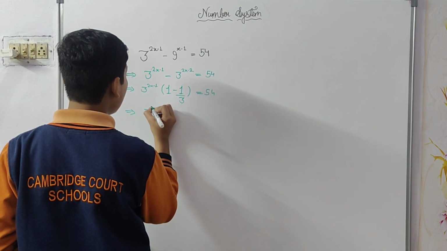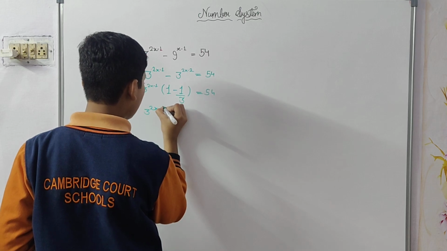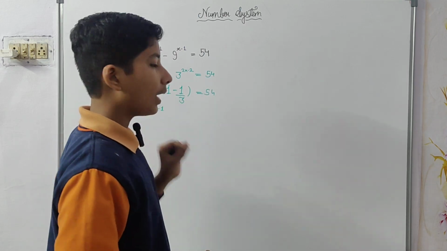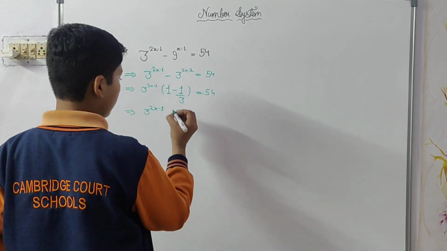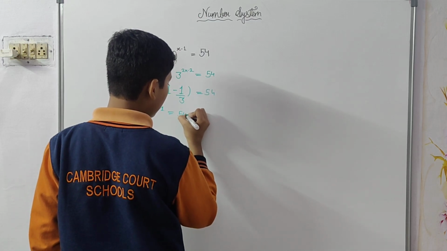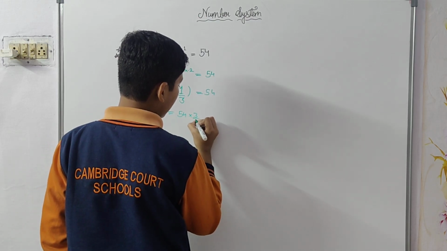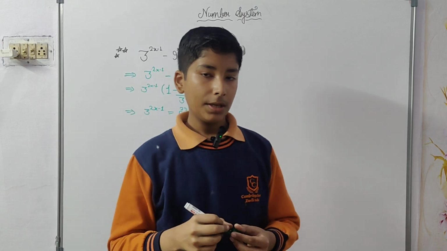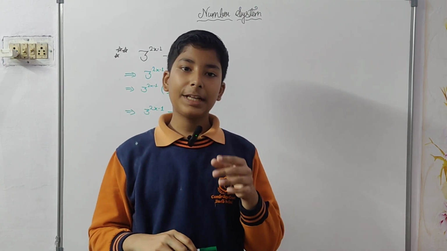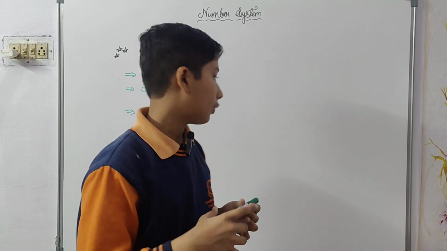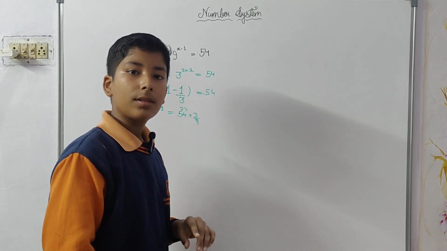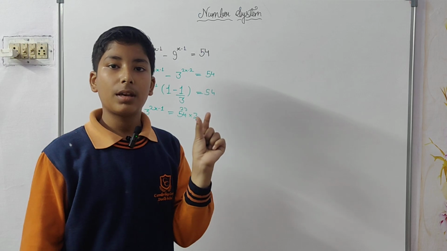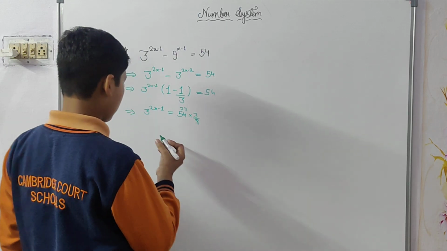So 3 to the power 2x minus 1 into 2 by 3. I will send the 2 by 3 over here, equals 54 into 3 divided by 2. This will be 27. 27 into 3 will be 81. And what is 81? 81 is 3 to the power 4. It can also be written like 27 is 3 to the power 3 and 3 is 3 to the power 1, so 3 to the power 3 times 3 to the power 1 will be 3 to the power 4.